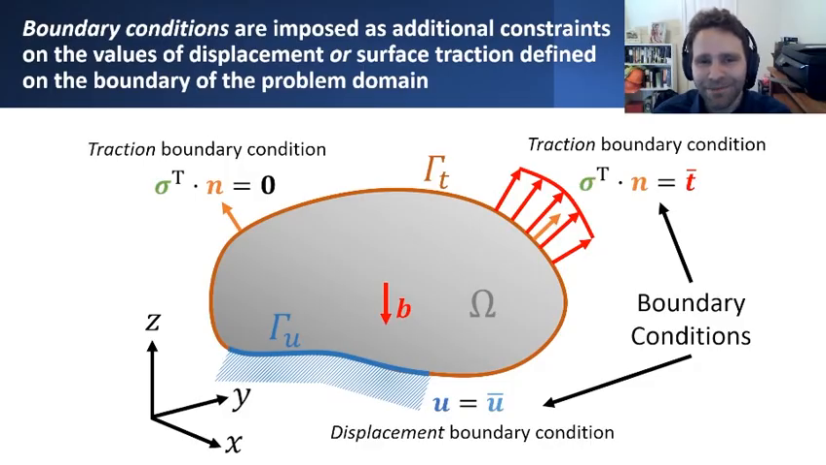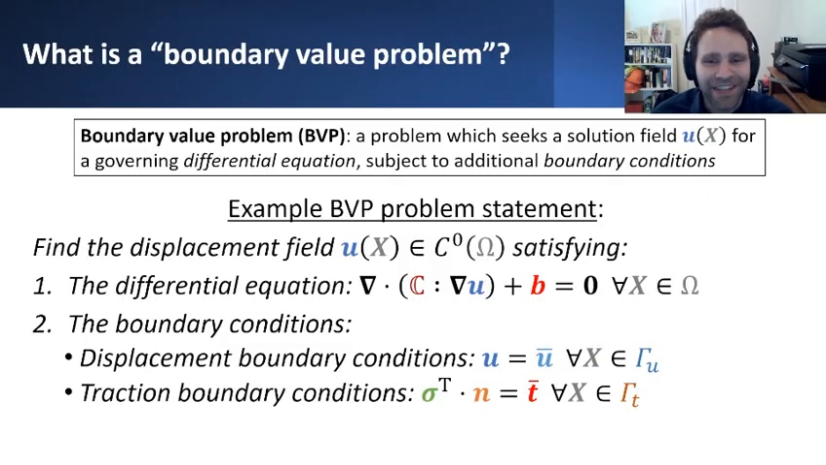And as we'll see in a moment, in order to have a well-posed boundary value problem, we do need to prescribe either one of these two things, either displacements or traction, everywhere on the boundary. A little bit more on that in a moment.